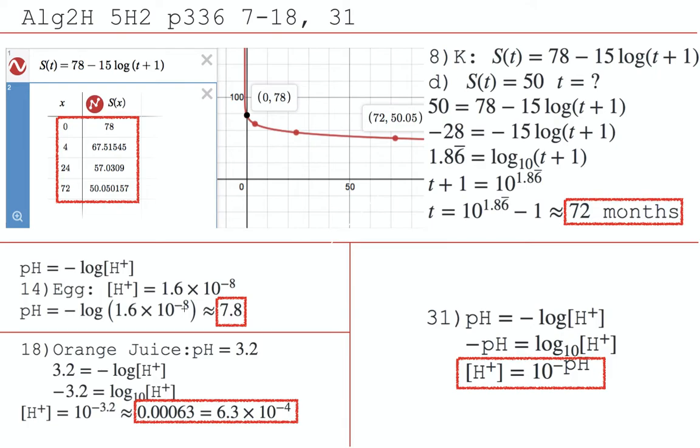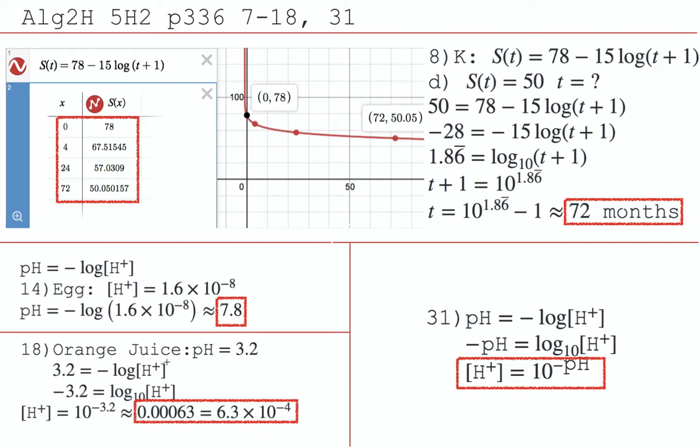You can see the log of just, forget the 1.6. If this weren't here, it would be exactly 8, because the log of 10 to the negative 8 is negative 8, and then the negatives will cancel out to positive 8.